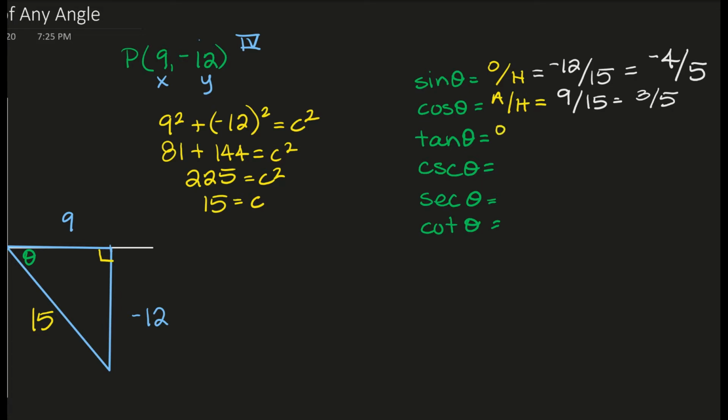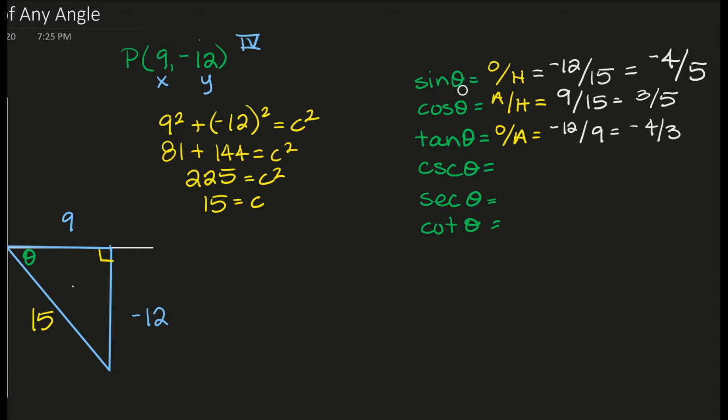Tangent is the opposite leg over the adjacent leg. So if I'm looking at theta, the opposite leg would be directly across from it, -12, and then the adjacent leg is 9. So here we have -12 over 9, and this would reduce to be -4/3. Now, cosecant is the reciprocal of sine.